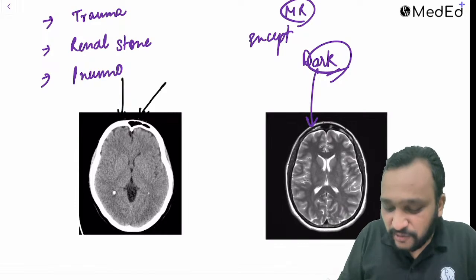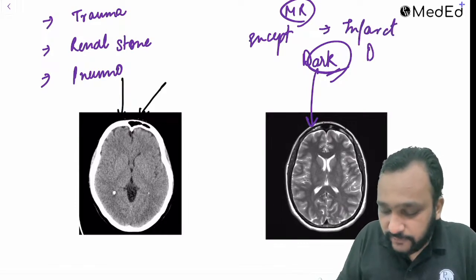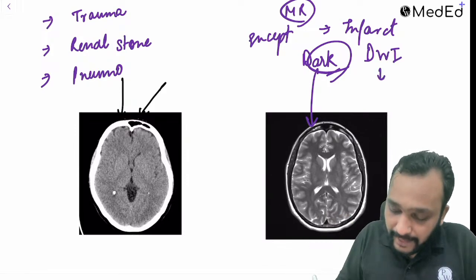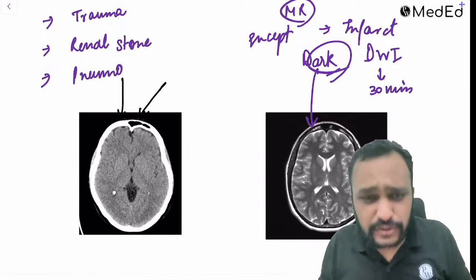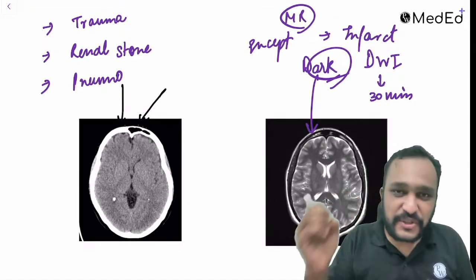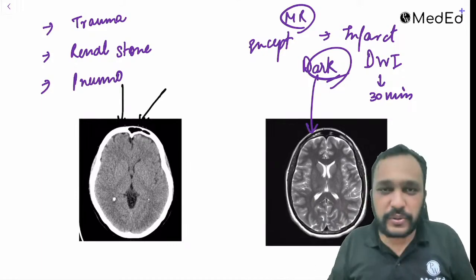MRI is the investigation of choice, remember, for infarct, right? On diffusion weighted images, a hyperacute infarct can be picked up as early as 30 minutes. So just remember this. MRI is also the investigation of choice for tumors, right? For demyelinating disorders, you are going to go for MRI.